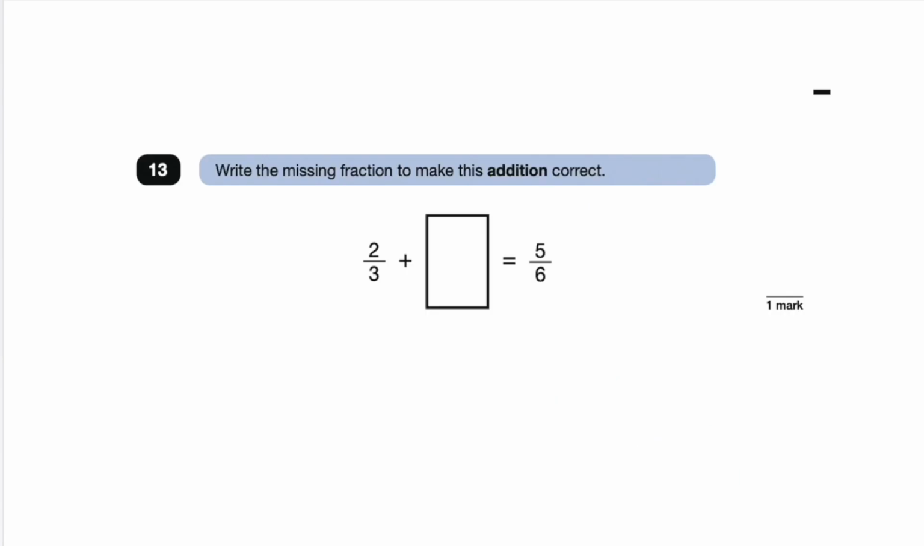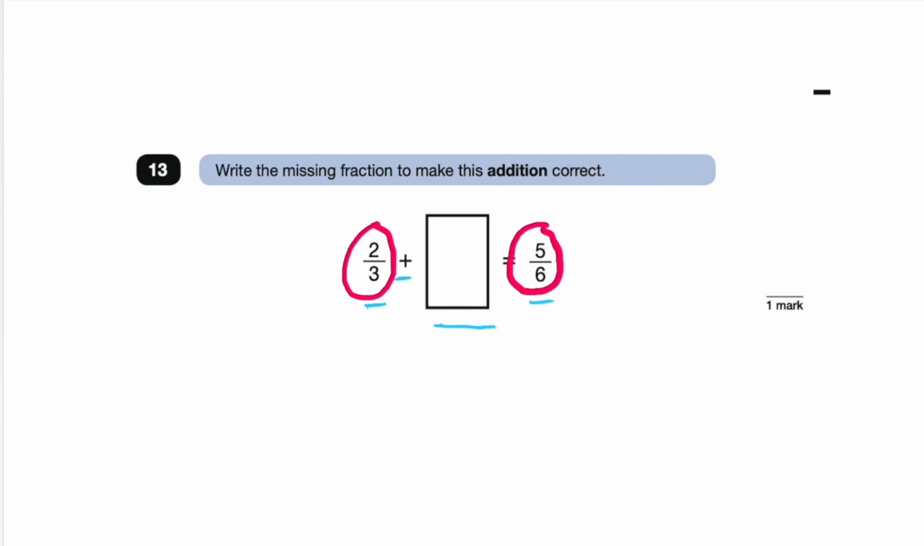Okay, jumping into question 13. It says, write the missing fraction to make this addition correct. So we can see that this is an addition question and we have a missing fraction. So let's look at what we know. We know that the answer is going to be 5/6, but the start of our question is 2/3. So we have different denominators, a 3 and a 6, and we know when we are adding fractions, we must have the same denominator.